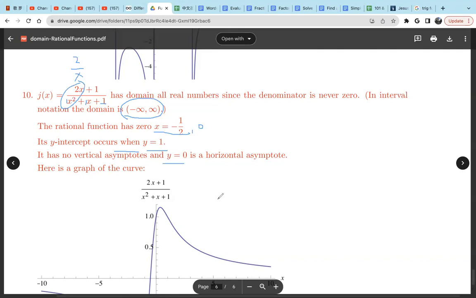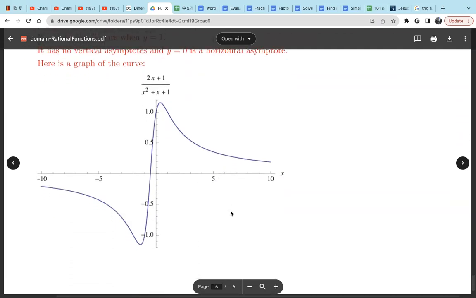Well, y equals 0 is the x-axis, right? All the points on the x-axis have a y value of 0. So with all this information, now we can sketch. Our graph looks very weird, right? It looks like this.